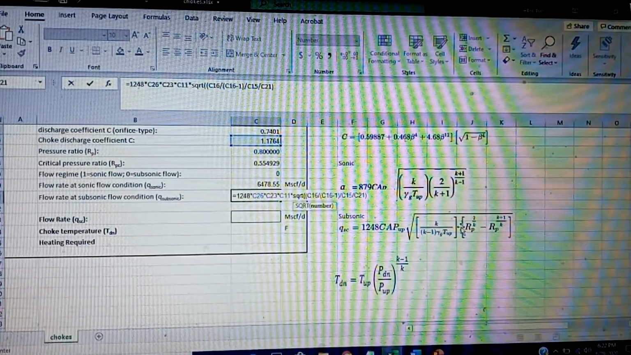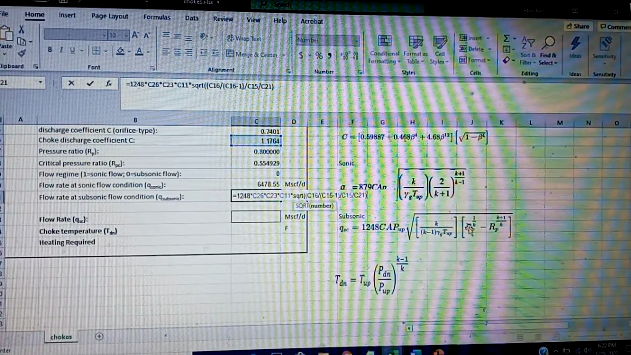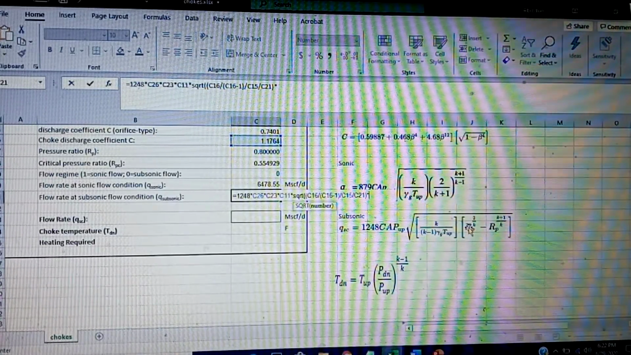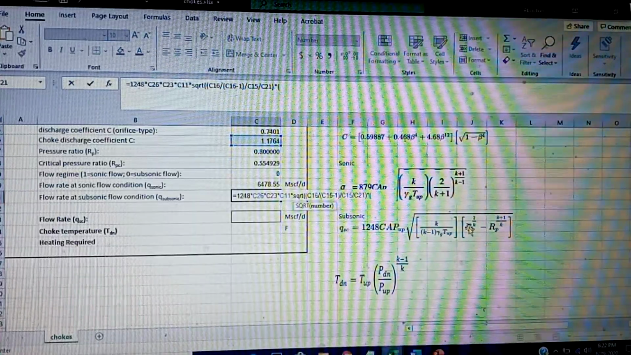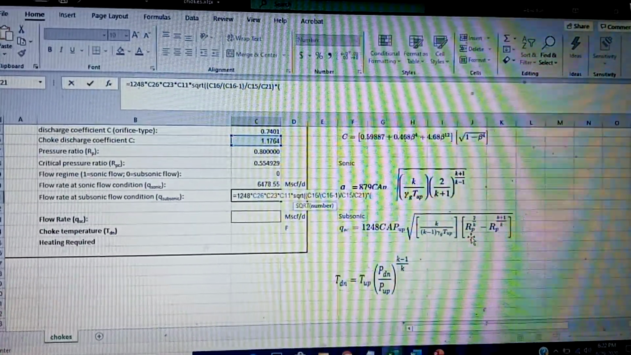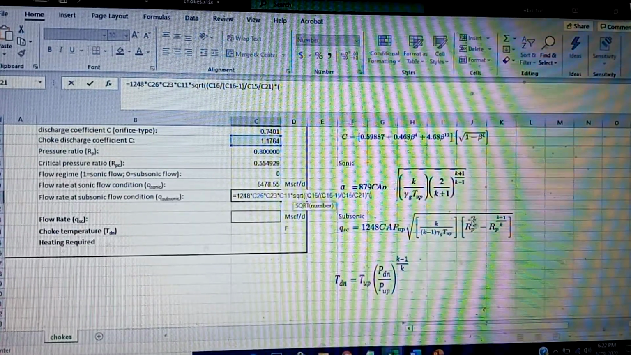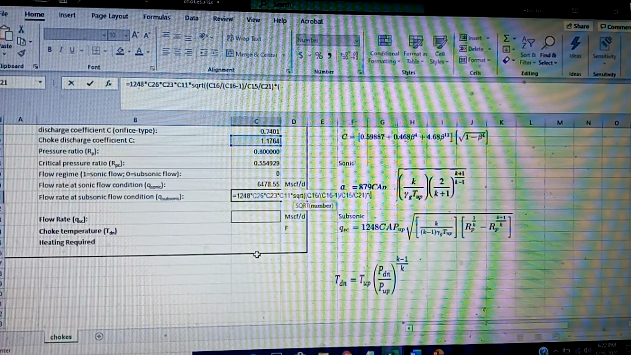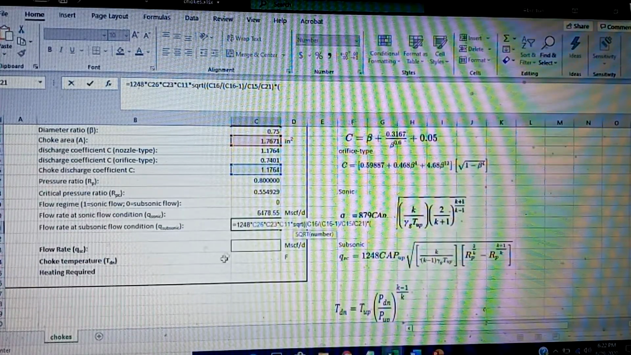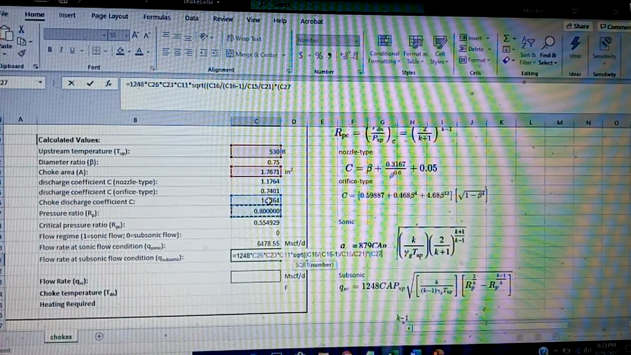That's this bracket. Now I multiply by star. I open another bracket to put everything there in the bracket. So the first one there is the pressure ratio to power 2 over K. The pressure ratio, I don't need to put that in bracket. Where is the pressure ratio? The pressure ratio is C27. I click on that. Then cap.